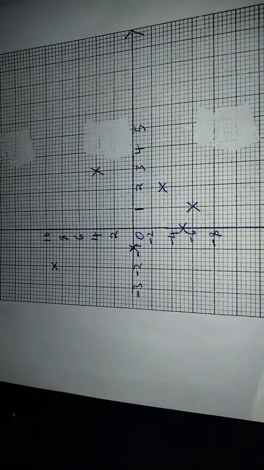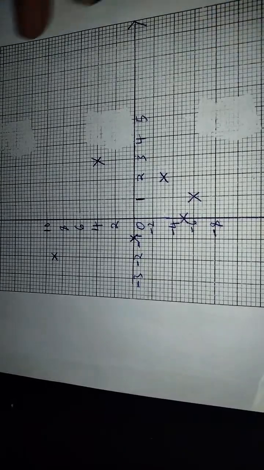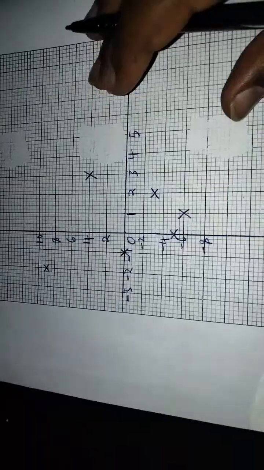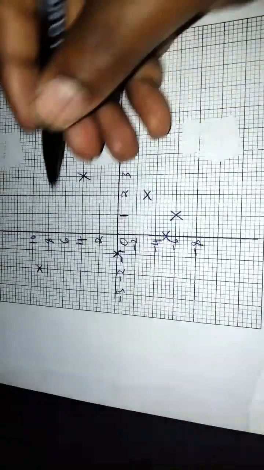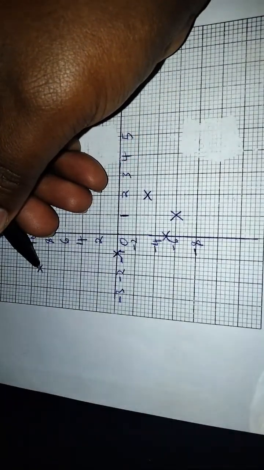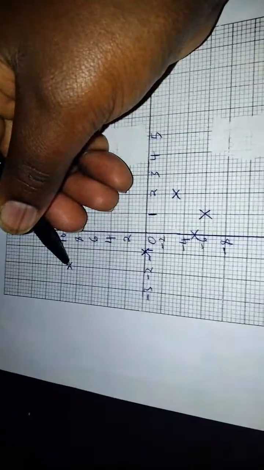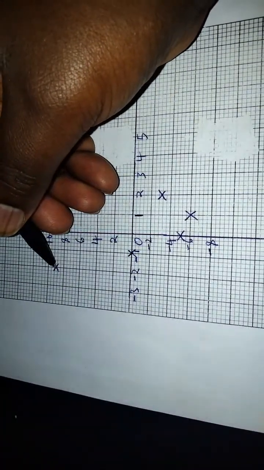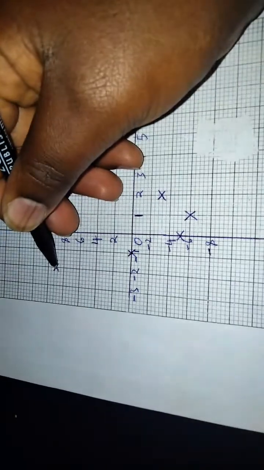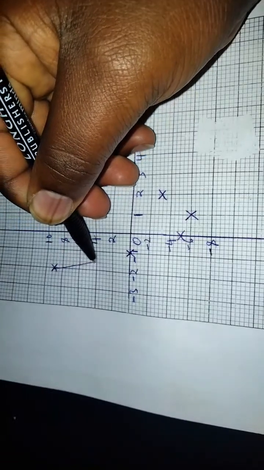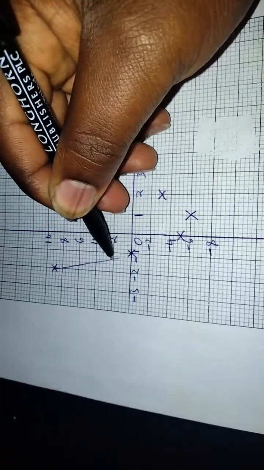Therefore now I need to draw this curve. Remember, a curve should be continuous. Therefore, from here, I'm supposed to join all the dots without lifting my pen. I'm just supposed to connect them continuously. So from this first coordinate, I'm supposed to connect continuously.